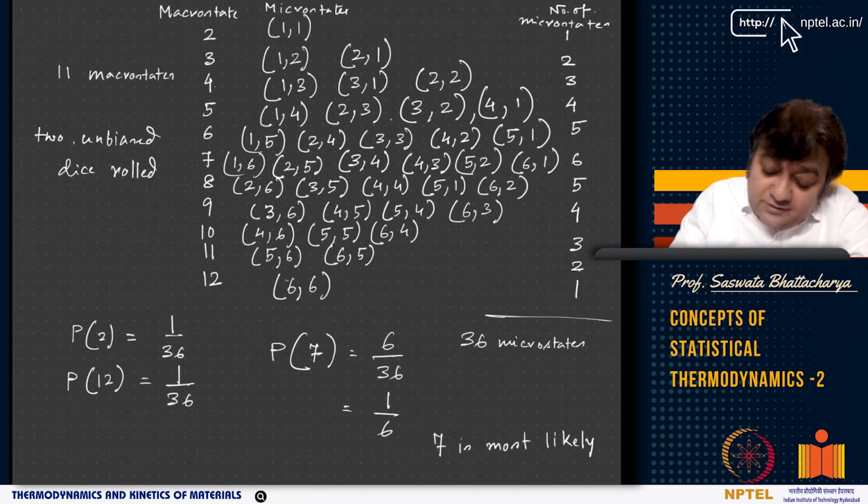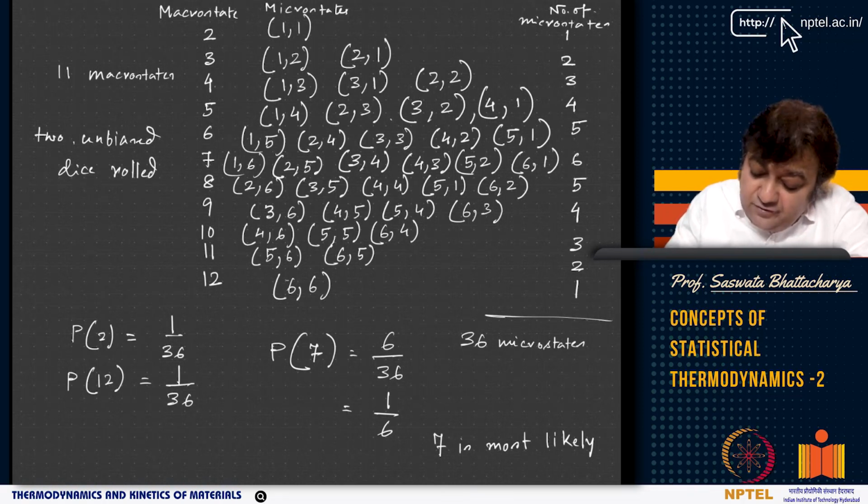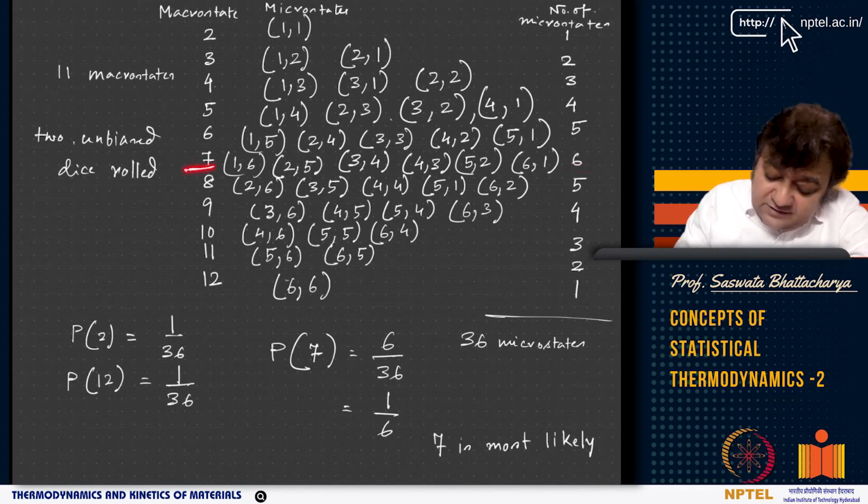For 3, you have 2 microstates possible. For 4, you have 3 microstates possible, as you can see here. Then 5, you have 1-4, 2-3, 3-2 and 4-1, so you have 4 possible. For 6, you have 1-5, 2-4, 3-3, 4-2 and 5-1, so you have 5 microstates possible. But if you look at 7, you have 1-6, 2-5, 3-4, 4-3, 5-2, 6-1. So there are 6 microstates possible for the macrostate of 7.